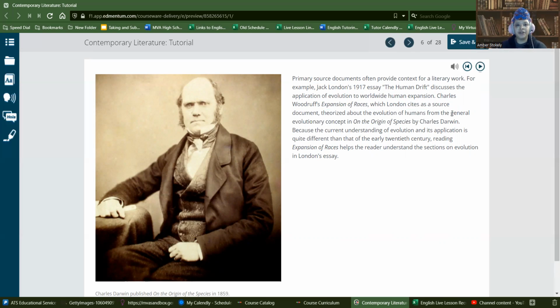He can actually quote it and say, hey, this important person from the past, or this important person who's done research, wrote these things. And this is what he said about it. So basically what Jack London did was cite an expert source, someone who had studied, someone who wrote their own information about the topic, and he put it in his essay.